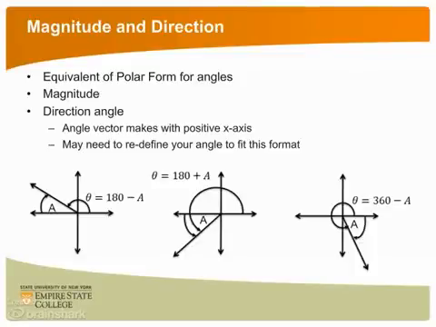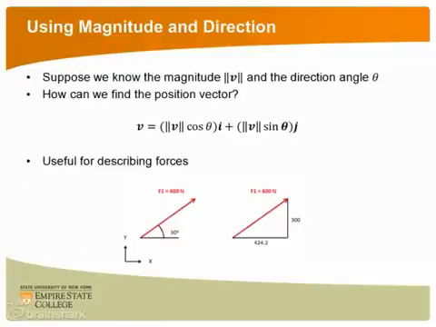But how can we take this information and develop our position vector? Suppose we know the magnitude and the direction angle theta. The x direction component is the magnitude multiplied by the cosine of theta. The y direction component is the magnitude multiplied by the sine of theta.